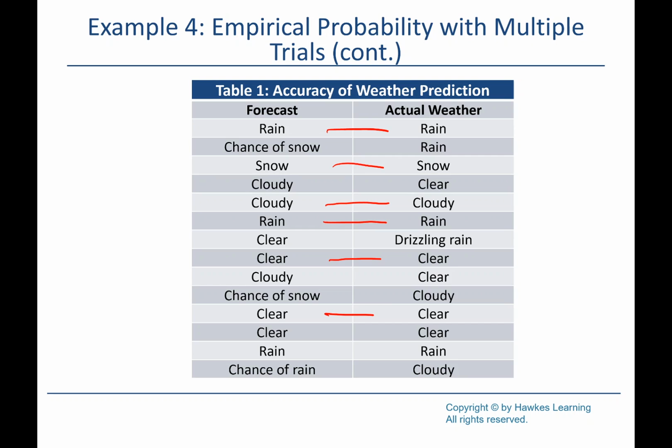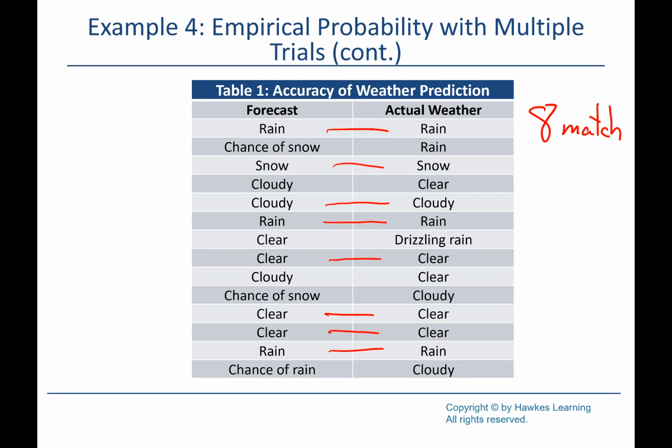Clear, clear matches. Clear, clear matches. Rain, rain matches. Chance of rain, cloudy. I'm not gonna count it because it doesn't match exactly. So we want to know how many days they got it exactly right. So what do we have there? 1, 2, 3, 4, 5, 6, 7, 8 matches.